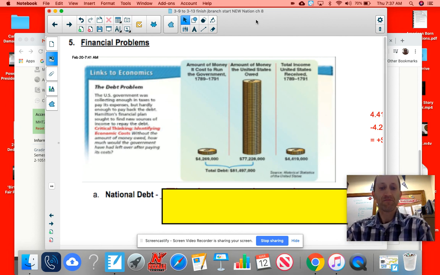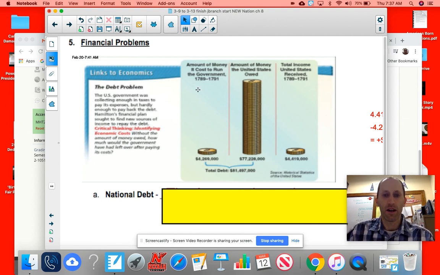We also have a pretty good situation. We've got a good working body of people with the president, his cabinet members, Thomas Jefferson. We've got Alexander Hamilton. Those two guys would be critical in helping run the country. Financial problems. Let's look at this graph.